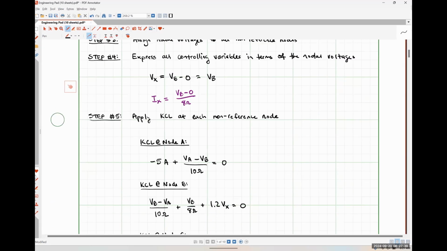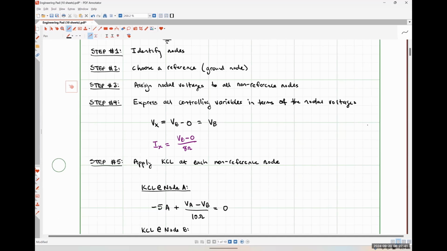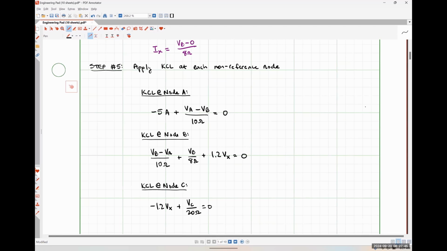So let's count things up here, right? Here we have one equation. Here we have a second equation. Here is a third equation. And here is a fourth equation. So we have 4 equations and we have 4 unknowns: our nodal voltages VA, VB, and VC, as well as our controlling variable VX.